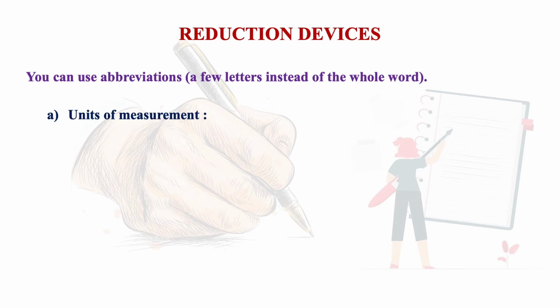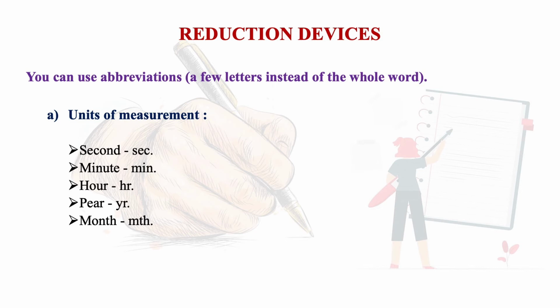Like the use of measurement: you can make use of units of measurement. For second, you can make use of SEC. Minute, MIN. Instead of writing hour, you can write HR. Instead of writing year, you can simply write YR. Instead of writing month, you can simply use MTH. Meter, M. Kilogram, kg. So these are the shortened versions, abbreviations, which are used for making notes. So instead of writing the whole words, you can use these abbreviations.